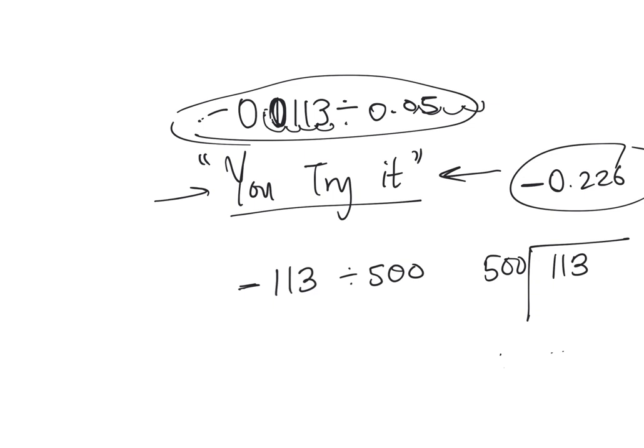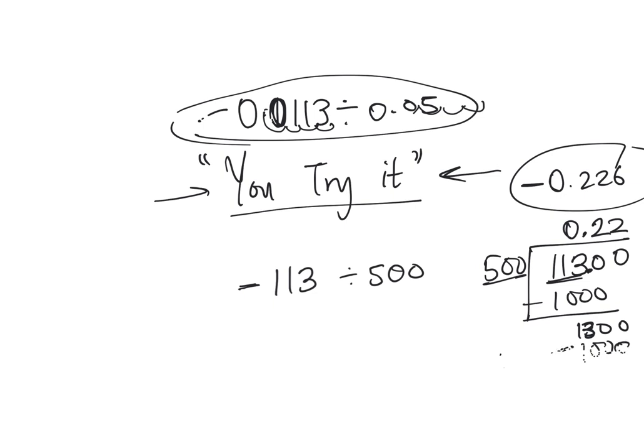So 500 goes into 113 0 times. We know that, right? And then we say, well, let's put a 0 here. And then if we put a dot and a 0 there, then 500 goes into 1130 2 times. 2 times 500 is 1,000, right? And then you continue your work. So you have 130. 500 goes into, we need another 0. 500 goes into 1300 2 times. 2 times 500 is 1,000.